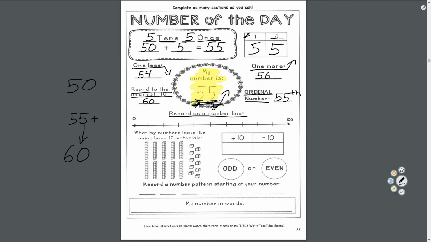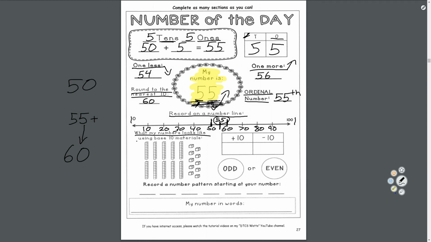Record on a number line, 0 to 100. Each dash means 10. So 0, 10, 20, 30, 40, 50, 60, 70, 80, 90. And so here's 50, here's 60, and we're right in the middle. That is 55. Put a bubble on it.